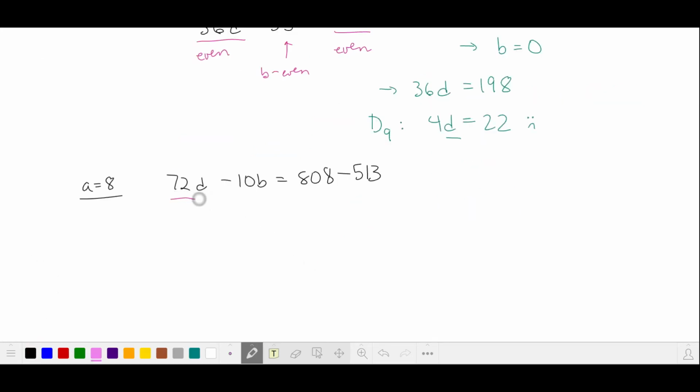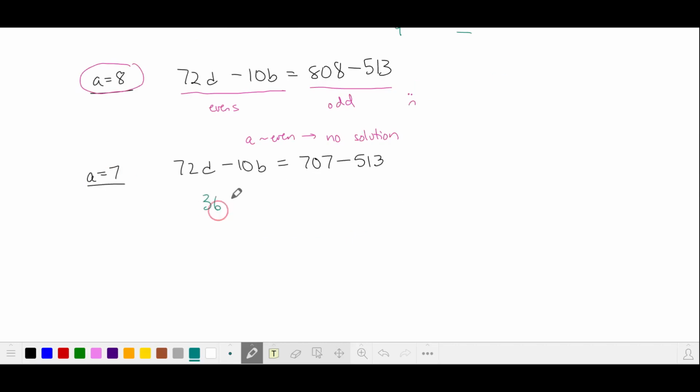On the left-hand side, we have the sum of two even numbers, and on the right-hand side, this is going to be odd. And we can see straight away that for A, an even number, we're not going to have a solution. So now we'll stick to odd A, and we'll go on to A equals 7.